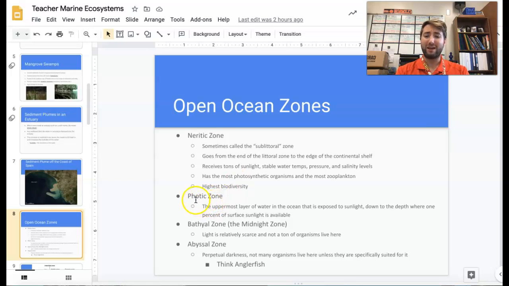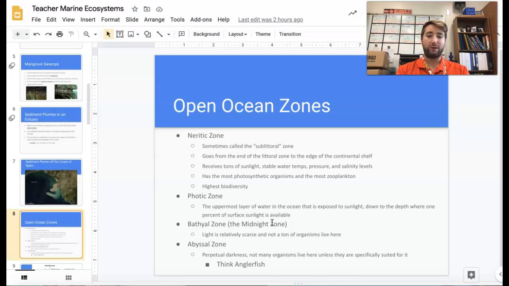The photic zone, again, photic or photon just means light, and that's going to be the upper layer of water where light does penetrate. The bathyal zone, or the midnight zone, is where it kind of starts to go, it's sometimes called the twilight zone, and the twilight zone is where it starts to get dark, the light stops penetrating as much before it gets into the abyssal zone, and the abyssal zone is going to be where there's no light whatsoever.